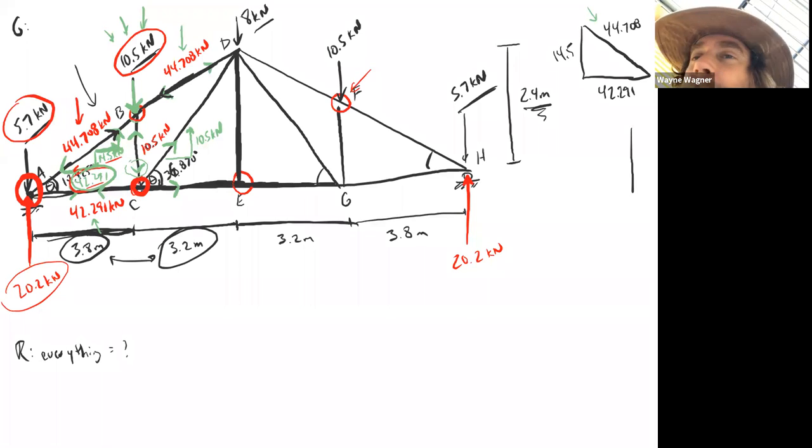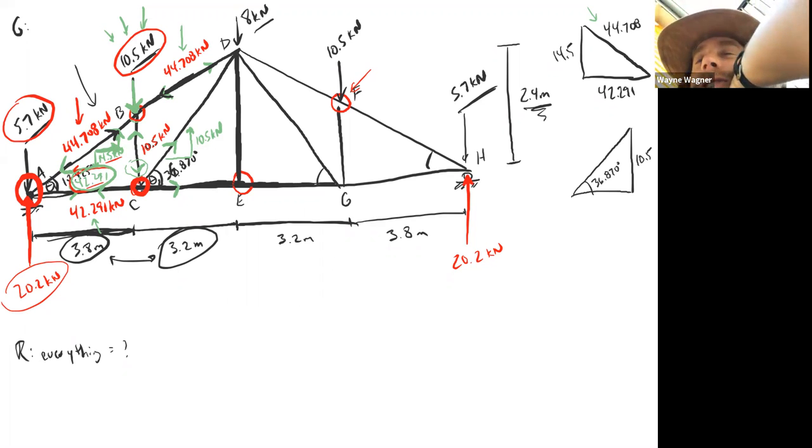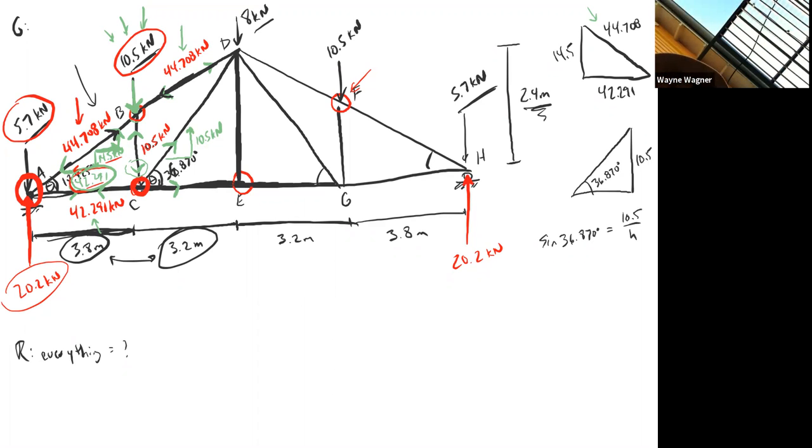So here we go, here's a little force triangle. Again, I know I've got 10.5 going up, and now we need to solve for the rest of that triangle. I know I've got 36.870 right here. This is the exact calculation we did a second ago, just a different angle and different number. To get the hypotenuse, we'll use sine. So sine of 36.870 equals the opposite, 10.5, over the hypotenuse. So hypotenuse equals 10.5 divided by the sine of that number. So let's see here.